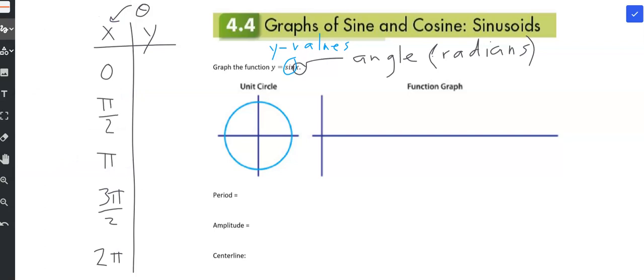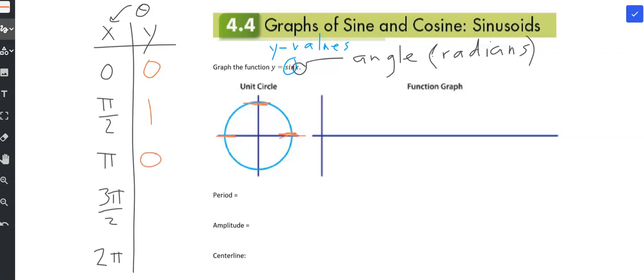So walk through this with me. At 0 radians, which is over here on the edge of the circle, what is the y value? That is 0. How about at the top of the circle, pi over 2, what is the y value? 1. Thank you very much, all of you. How about pi? What is the y value? 0.